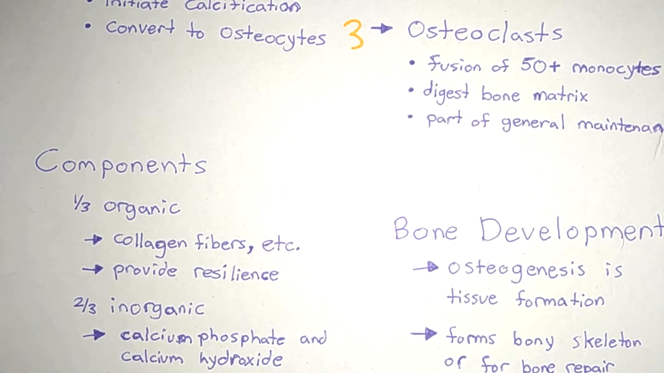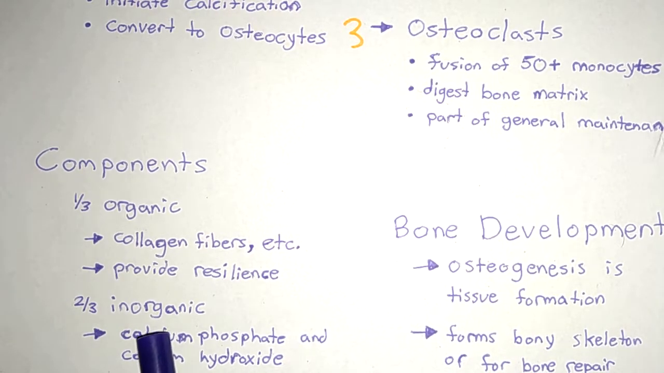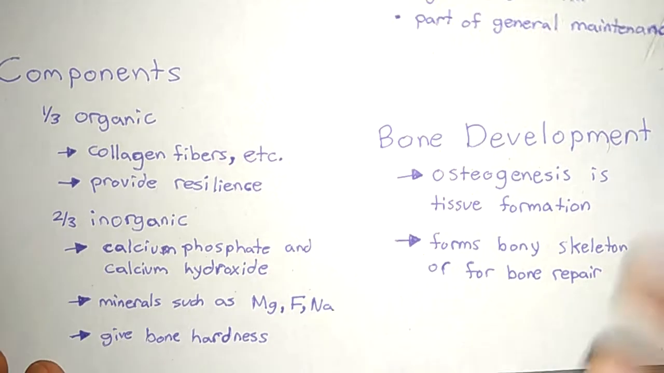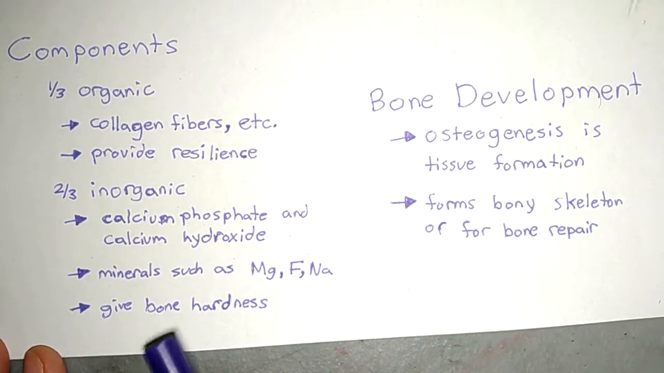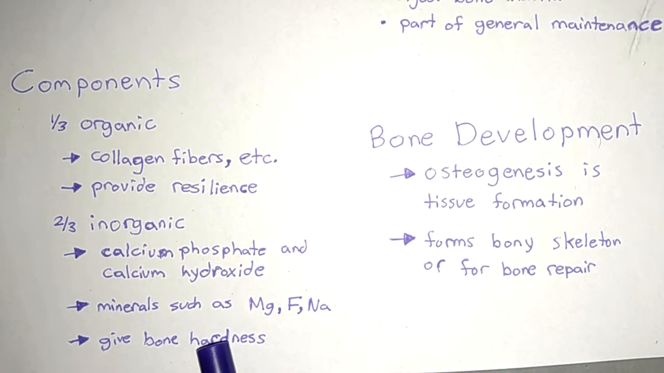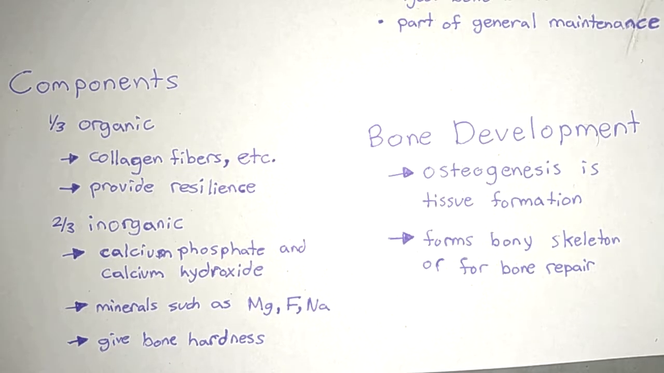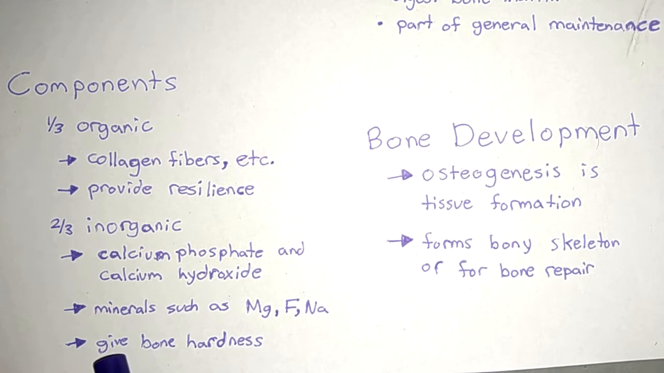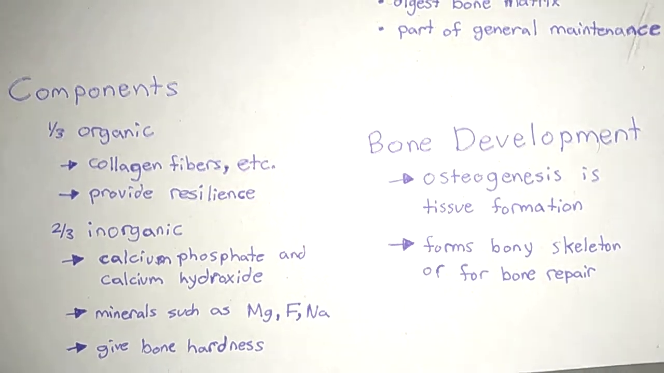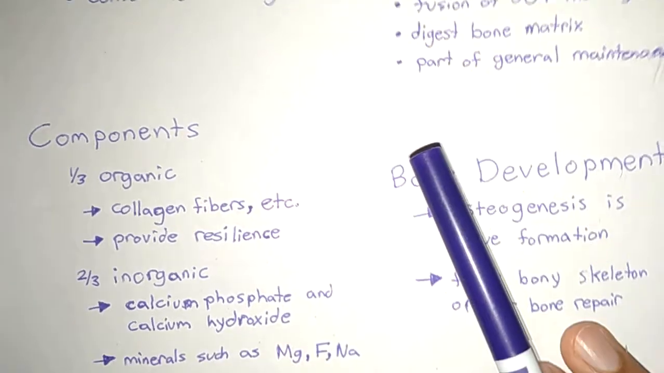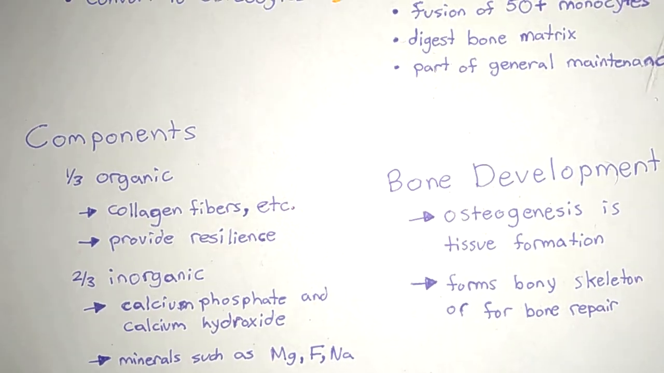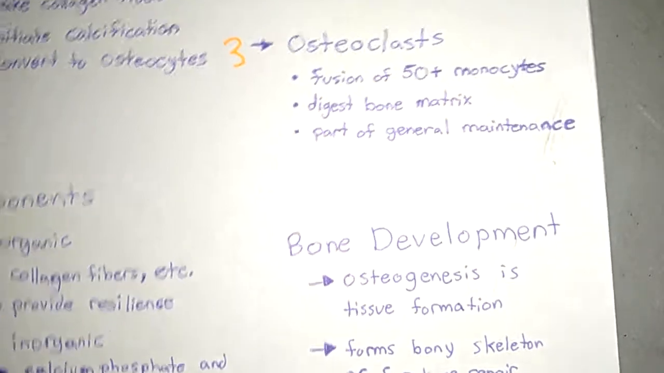And then we have inorganic compounds, which are like the ceramics, calcium phosphate and calcium hydroxide. But there are also minerals: magnesium, fluorine, sodium, and these are what give it the hardness. Just like glass is really hard, it resists deformation. These inorganic minerals give the bone its characteristic strength. Whereas the collagen fibers would give it a kind of metallic ability, where it can support load, but if a lot of force is applied, it will be able to deform and bend.